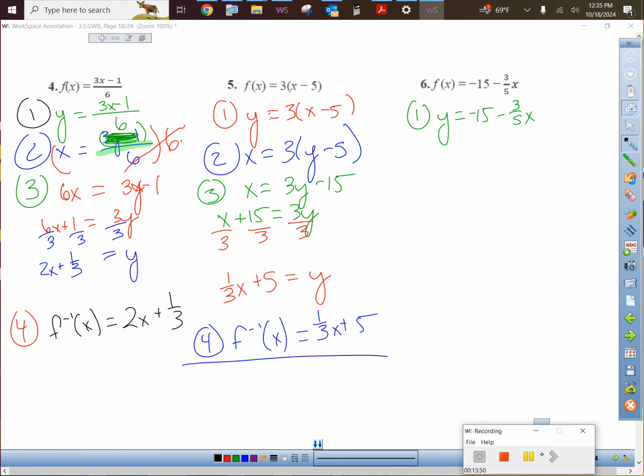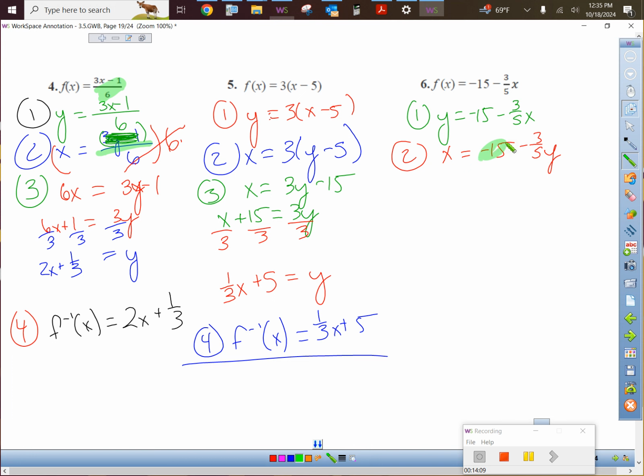So move 1, change f of x to y. I think we do really good with that. Move 2, switch x and y around. We do really good with that. It's the solving for y, that's the tough part. So this is not one of those all over guys. He's just a normal little fraction.